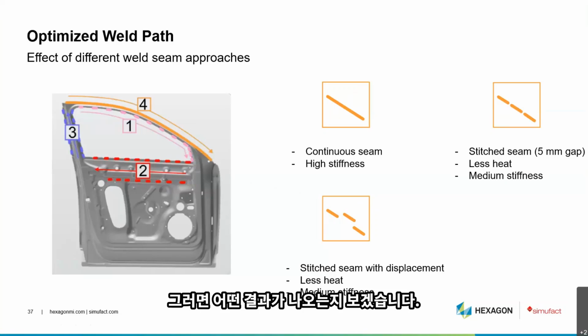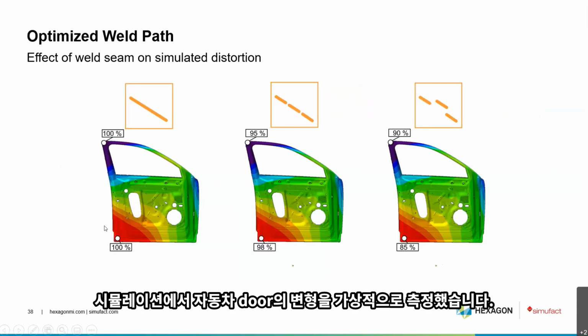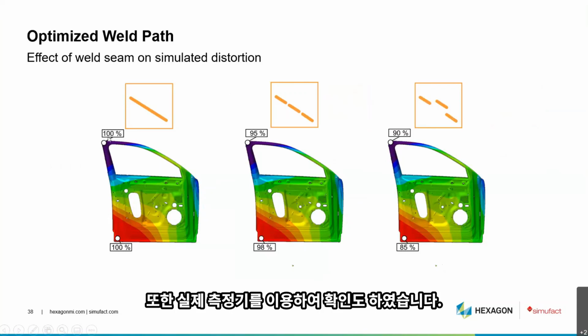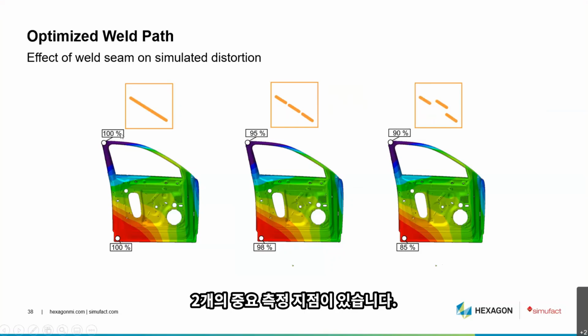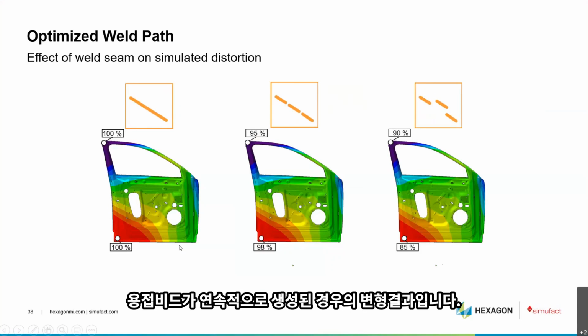And let's show what this leads to. So we have here the virtually measured distortion of the car door in the simulation, and this has also been validated with real measurements with metrology equipment. We have here two critical points, one on the top with 100 and one in the bottom, and this is the 100%, let's say, distortion achieved when producing this seam as a continuous seam.